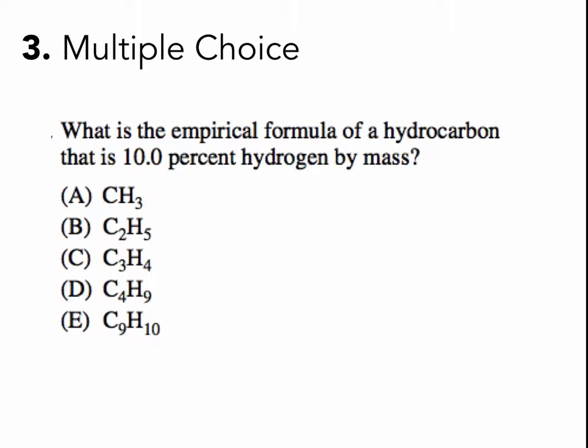Okay, so for your multiple choice problem, what is the empirical formula of a hydrocarbon? Okay, so this means something that contains just carbon and just hydrogen. That is 10% hydrogen by mass. So the other percentage, the other 90%, is obviously carbon. Okay, go ahead and do that. And hint before you do this, this is going to be one where you're going to have to times the whole. If you get 1.33, you'll multiply both by 3. If you get 1.5, you'll multiply both by 2. Thanks a lot.